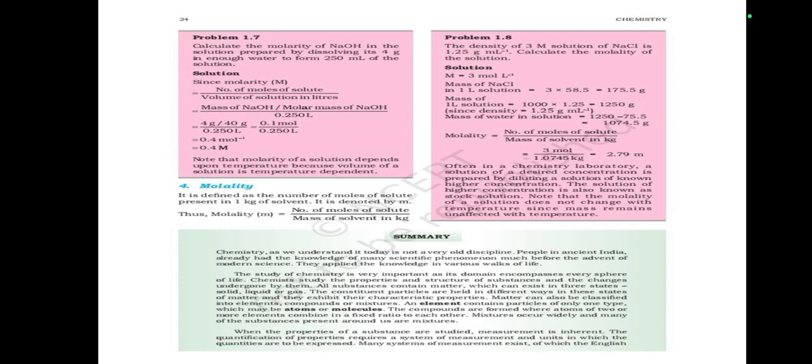Then summary. Some basic concepts of chemistry. Summary. Chemistry, as we understand it today, is not a very old discipline. People in ancient India already had the knowledge of many scientific phenomena long before the advent of modern science. They applied the knowledge in various walks of life. The study of chemistry.